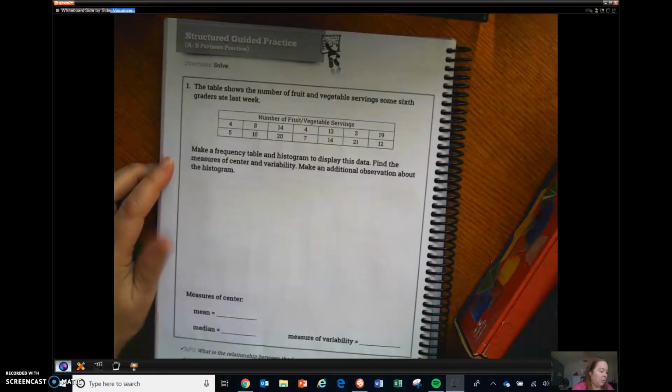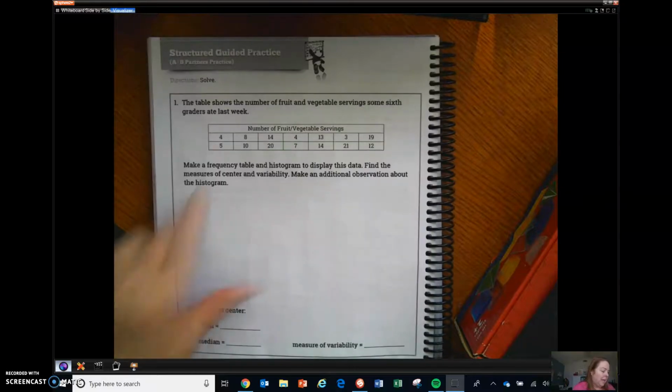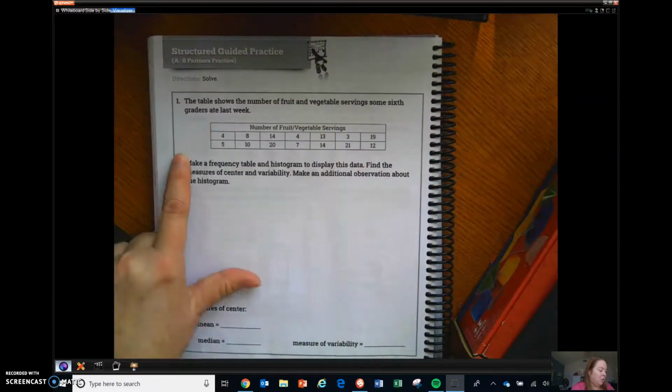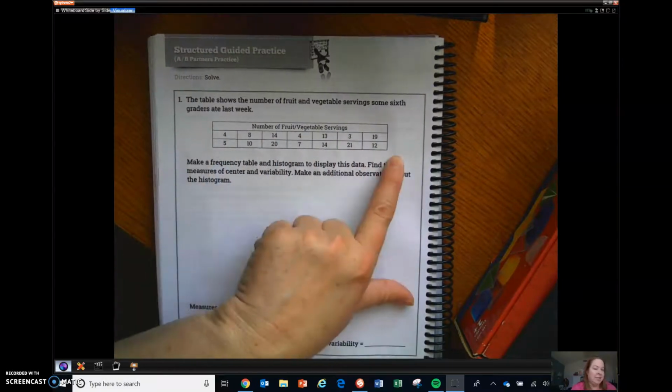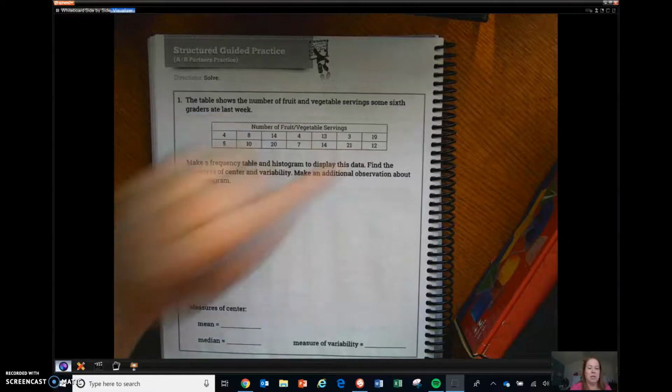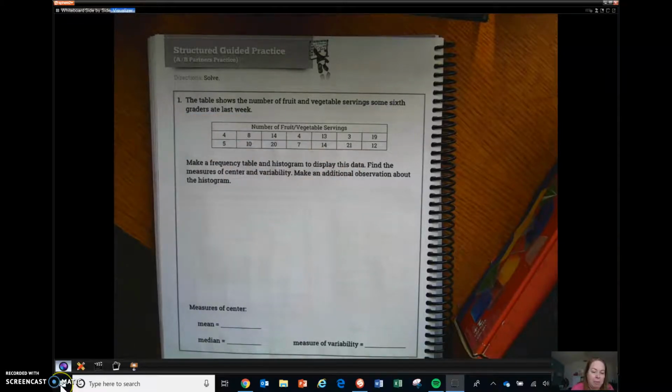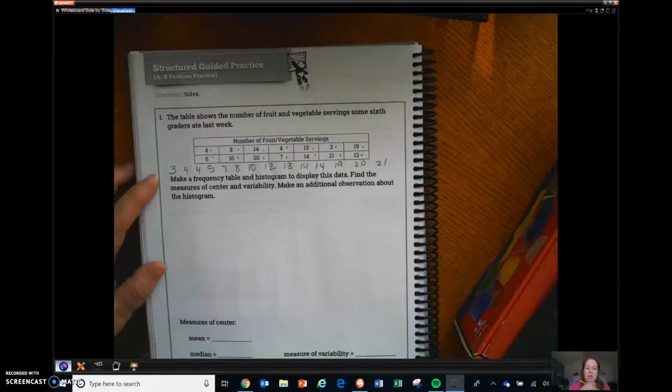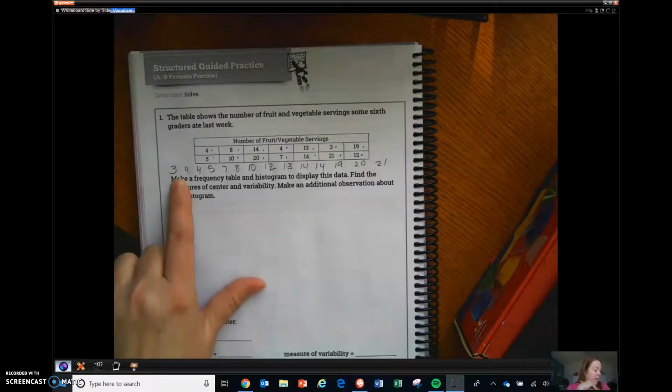So I'm going to go through the structured guided practice with you. What I want you to do right now is take these numbers and put them in order from lowest to highest. So you're going to press pause. All you're doing for the first step is putting these numbers in order from lowest to highest. Okay, do that now and I'll meet you back here in just a second. Okay, so I'm back. This is what I got.